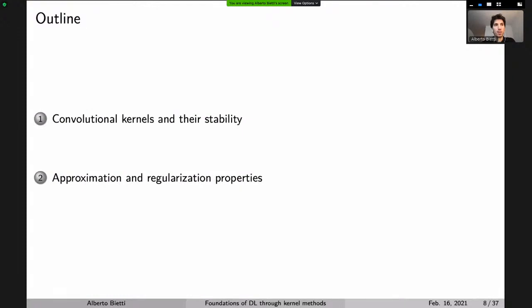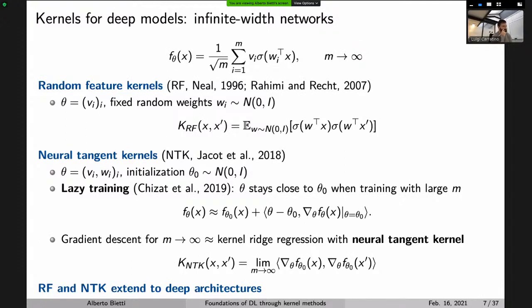Okay. So actually I have one very quick question. When you say that they extend to deep architectures, you mean that you can build hierarchies of, let's say, random features?